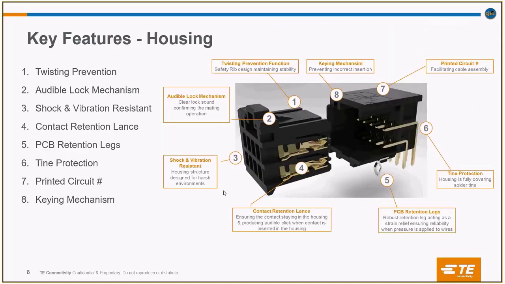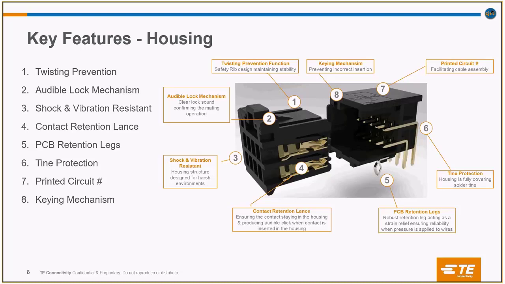Now let's go into the key features of housing. Twisting prevention: there's a safety rib maintaining the stability. We have the audible lock mechanism. If you see the diagram, the second one that looks like a side lance, we can call it the side key or the side lance. Then we have the shock and vibration resistance for harsh environments. The contact retention lance. So these are some of the parts of this housing.